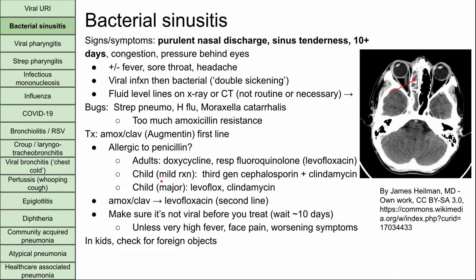If it's a child that has a mild reaction to penicillin, like getting mild hives or just a drug rash, you can still give them a penicillin-related drug, like a third-gen cephalosporin or clindamycin. Actually, you might use these together to make sure you have full coverage. If a child has been shown to have a major reaction to penicillin, like anaphylaxis, you'll go for the levofloxacin or clindamycin in this case. So essentially, your first line is Augmentin, so this amoxicillin clavulanic acid. Your second line drug is something like levofloxacin, one of those respiratory fluoroquinolones.